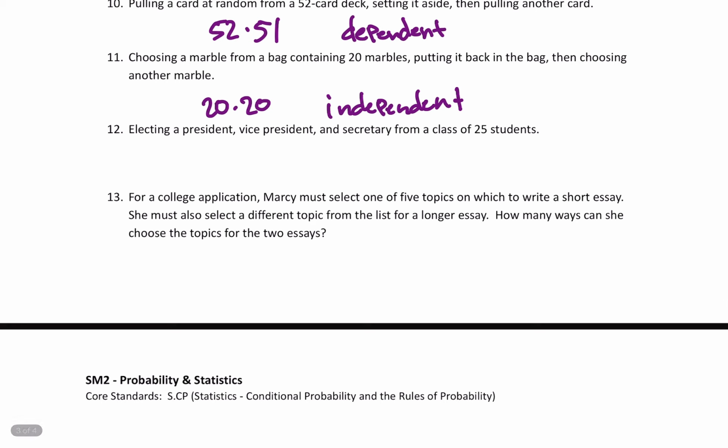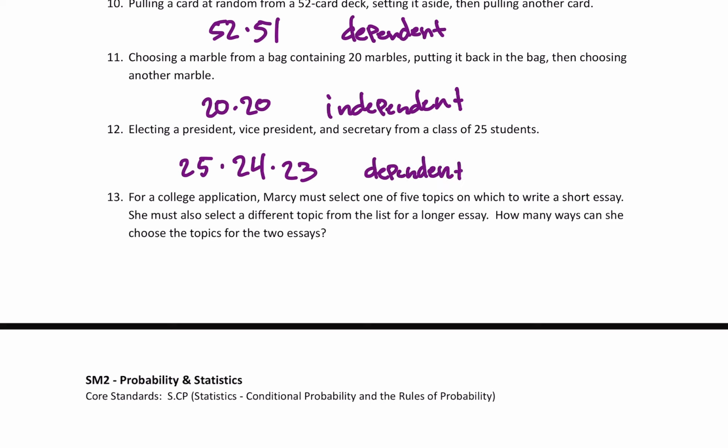So we're electing a president, a vice president, and a secretary from a class of 25 students. Well, I have 25 students where I can choose any one of them to be my president. Then I'm choosing a vice president, but I can't have the same person be the president and the vice president. So I've already picked one of my students. Now I've got to pick one of the other 24, and then I've got to pick a third student that's not the first 2 out of my 23 to be the secretary. So this one is going to be dependent.